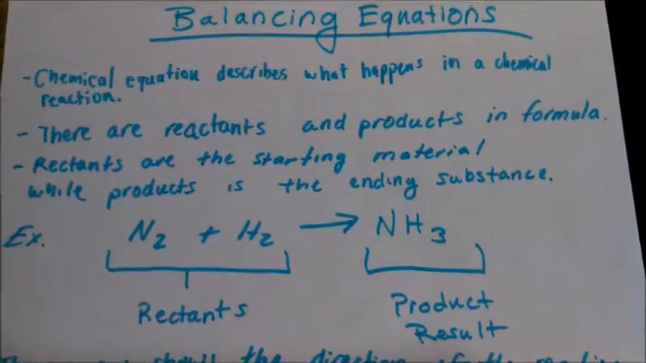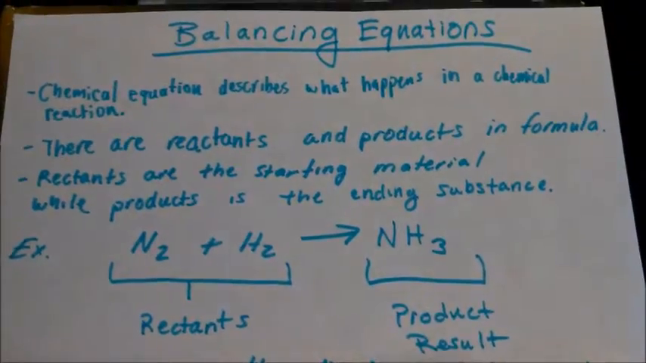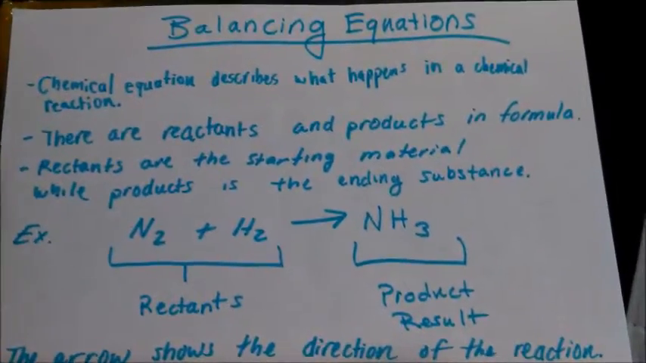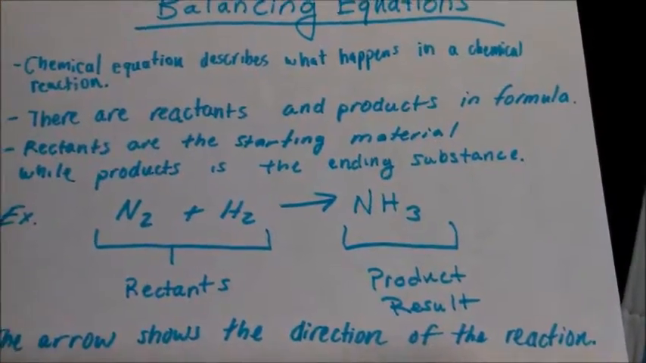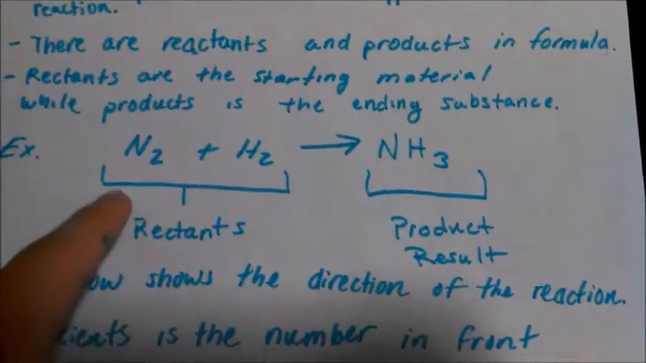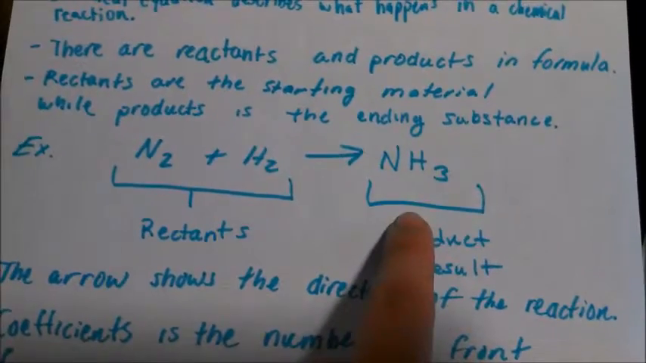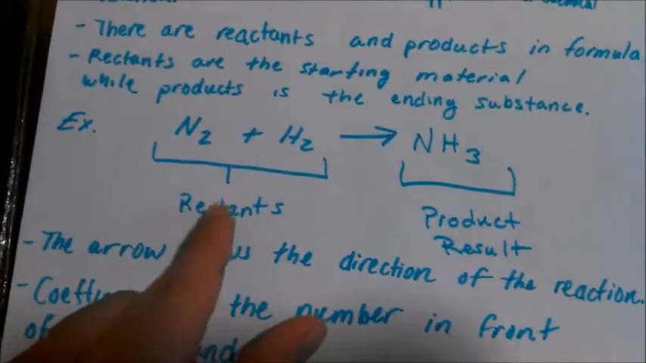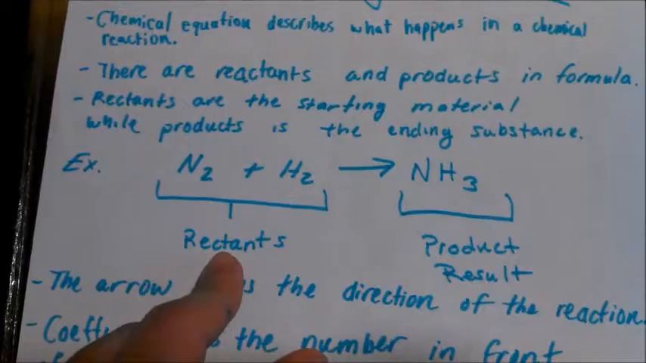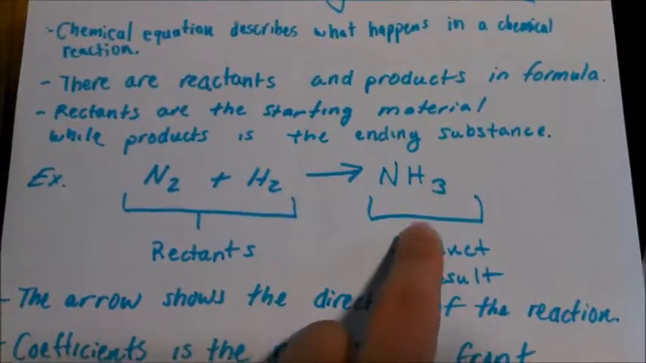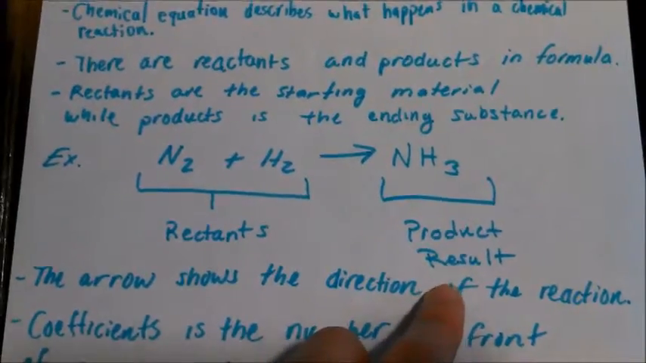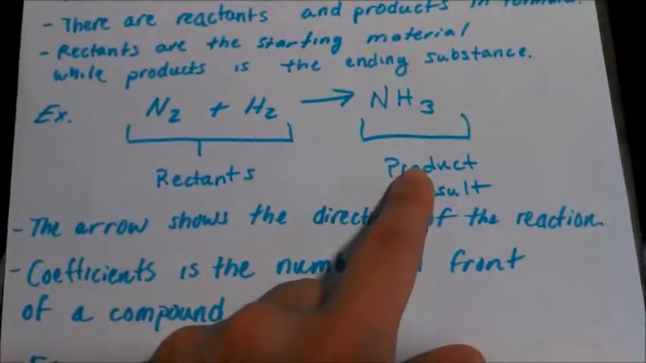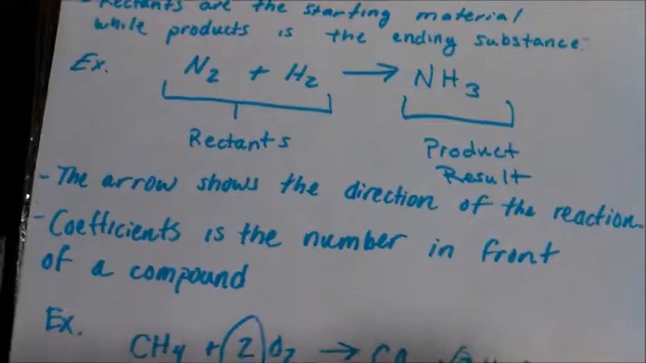First of all, you need to learn about chemical equations. It's what describes what a chemical reaction is. There are reactants and there are products in the formula. Reactants are the starting material while products are the ending substance. For example, right here, you see N2 plus H2 arrow NH3. This first part right here is the reactants, the starting material. And then this is the product, the ending material, which is the result. The arrow shows the direction of the reaction. Obviously it's going to the right, so the reaction goes to the right side.